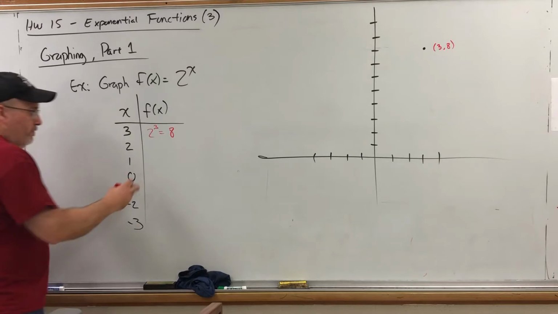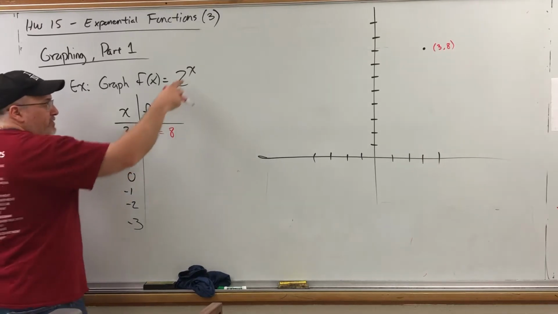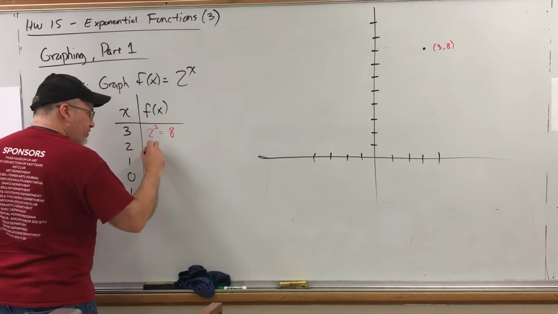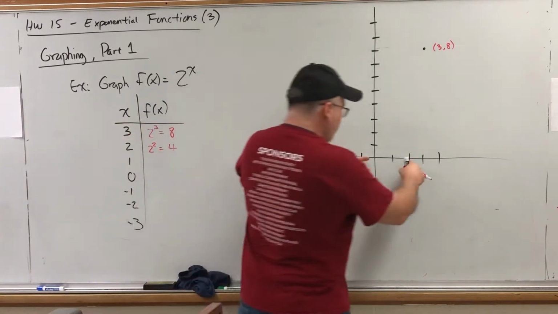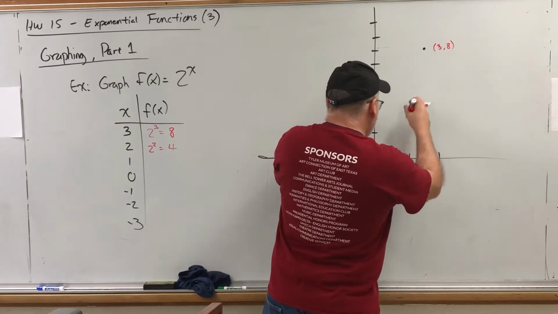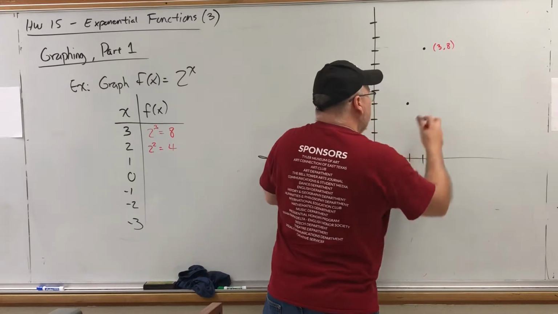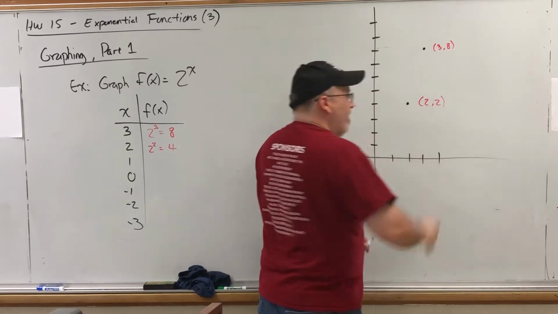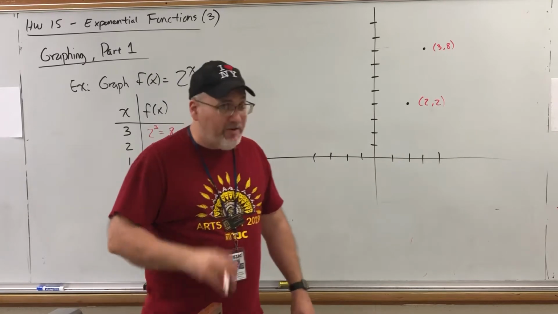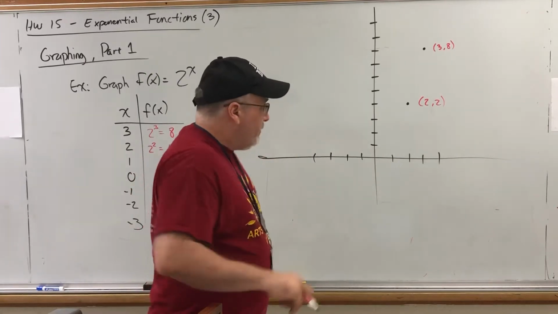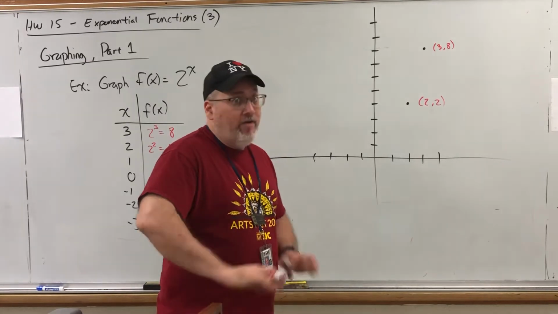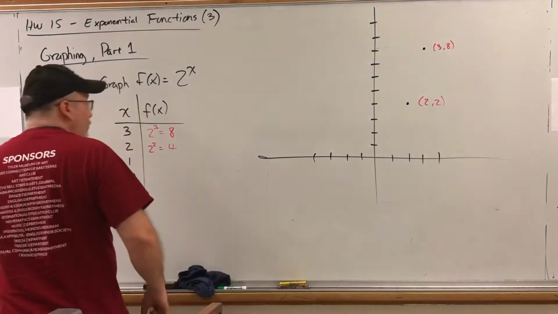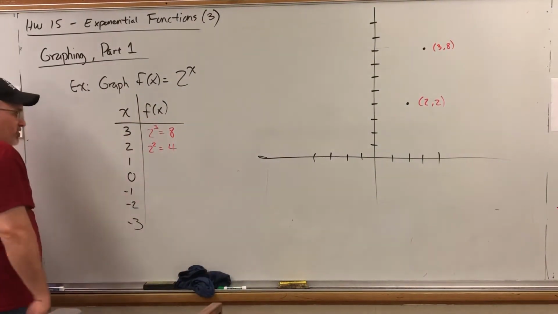Let's put in 2. And remember, the input is taking the place of the exponent. So we have 2 to the 2nd power, which is just 4. So over 2, up 4, it's about here. Oh, it's a line. Don't you ever draw a graph with 2 points, even if it's supposed to be a line. Because if you draw a graph of a line with 2 points and one of the points is wrong, you have no way of knowing. I need more evidence. Let's put in some more x's.